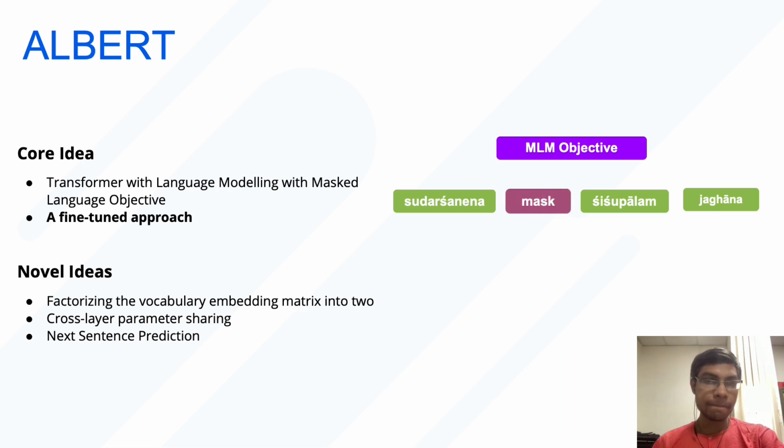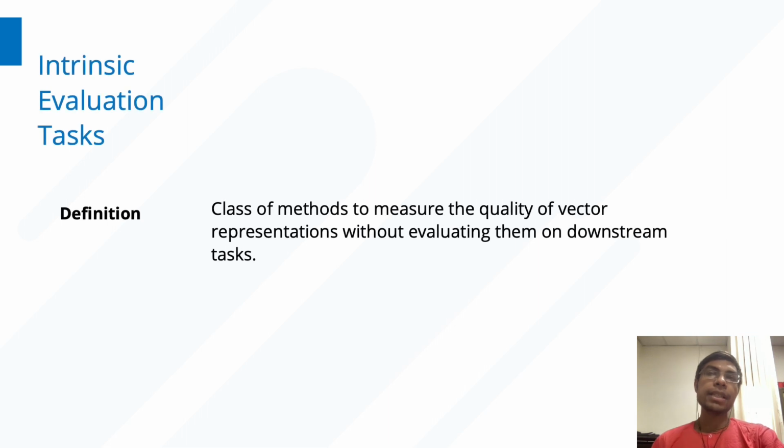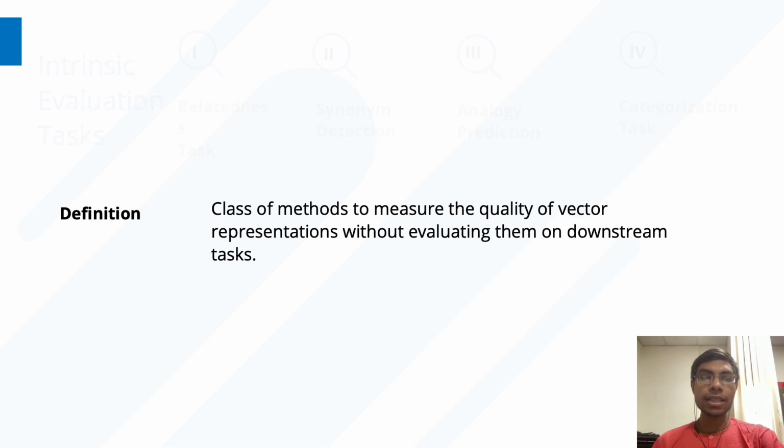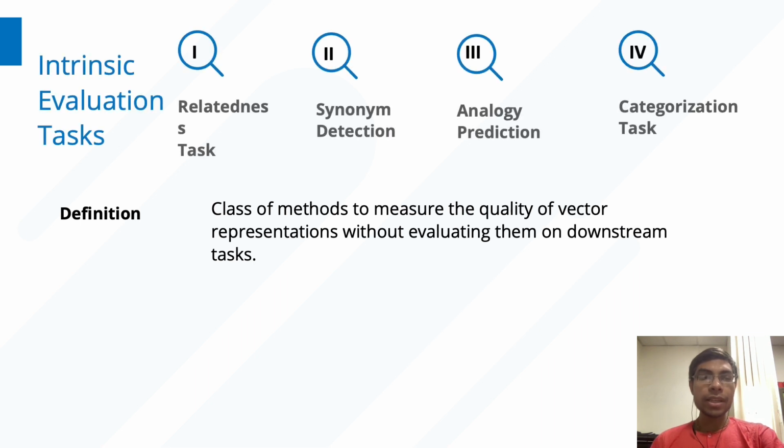To evaluate word embeddings, two different approaches are proposed in the literature, namely intrinsic evaluation and extrinsic evaluation. In this work, we will be focusing on intrinsic evaluation. Basically, it is defined as the class of methods to measure the quality of vector representations without evaluating them on downstream tasks. In this work we have considered 4 tasks, namely relatedness task, synonym detection, analogy prediction, and categorization task.